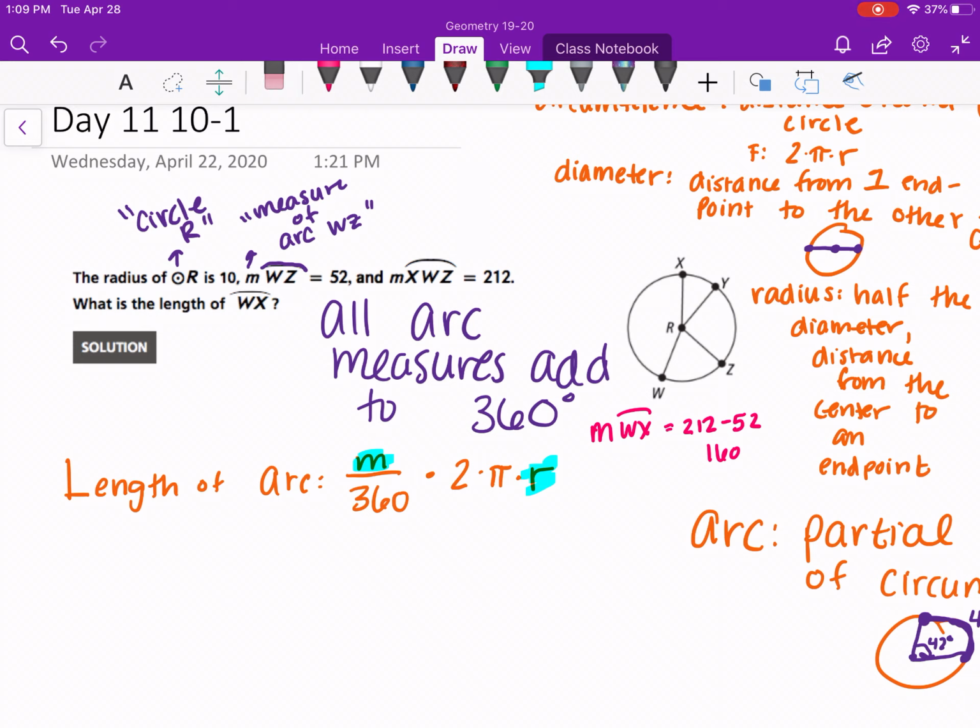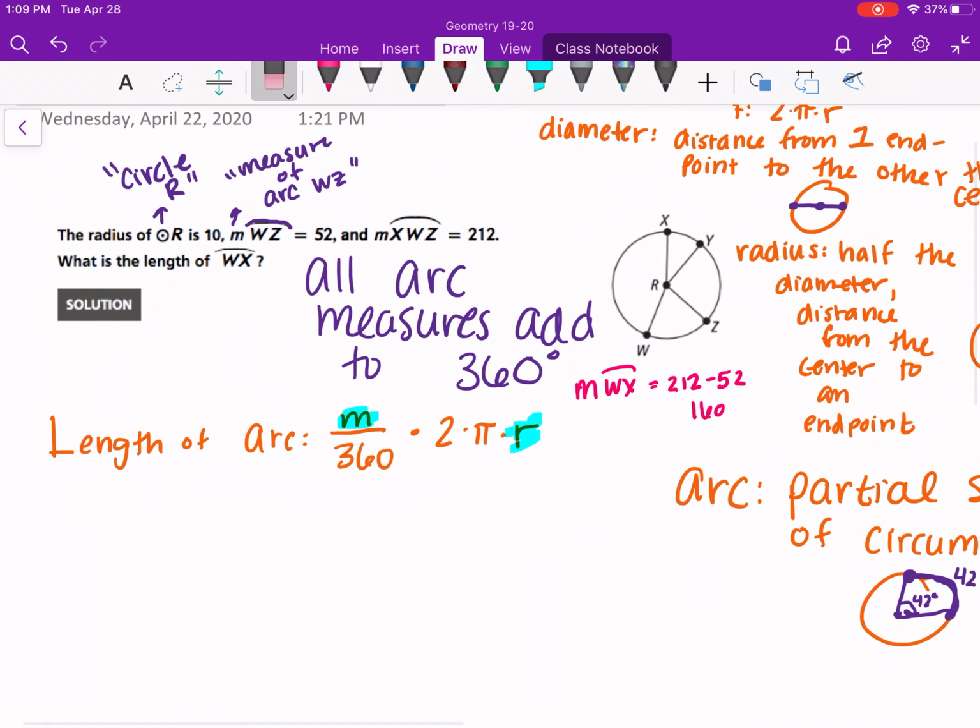And then also remember, if they give you the angle, like if they tell you that this angle is 50, then this arc is also 50. Again, wink, wink, nudge, nudge for your target. So we have our measure. We already have our radius because it was in the problem. So now we just plug this in.